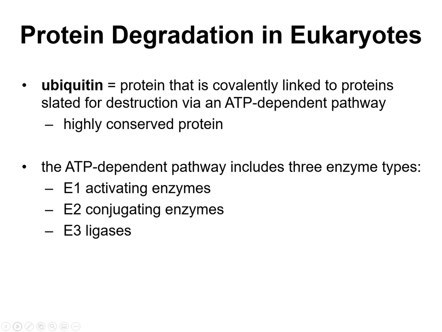Ubiquitin is actually a small protein, and it is covalently linked to proteins that are slated for destruction, and it requires ATP. This is a highly conserved protein, so it looks the same across the board pretty much in eukaryotes. The ATP-dependent pathway includes 3 different enzyme types. There's the E1 activating enzymes, E2 conjugating enzymes, and E3 ligases. So each one of these enzyme types, there's different flavors so that you can bag and tag different proteins that need to be degraded.